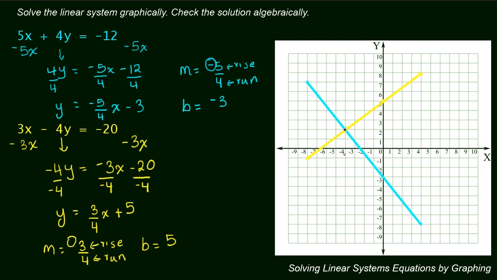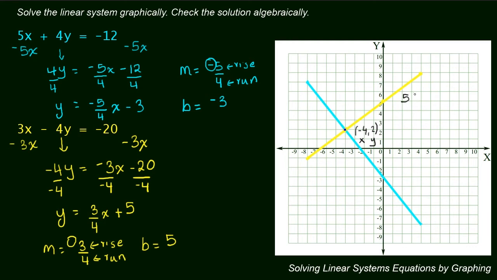And this point is at x equals negative 4 and y equals 2. I'm now going to check my solution to make sure that this is the solution for the system. In order for this to be the solution, it has to make both equations a true statement when you substitute in negative 4 for x and 2 for y. So I'm going to check the first one.